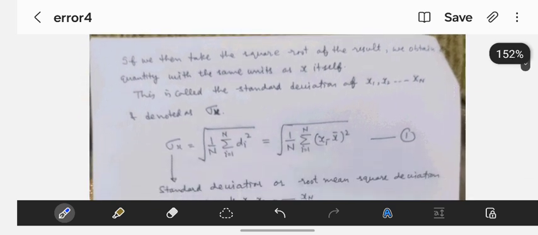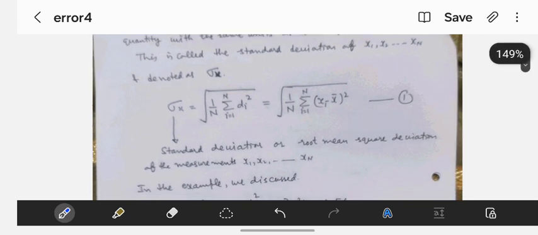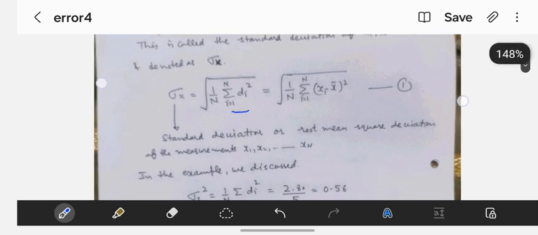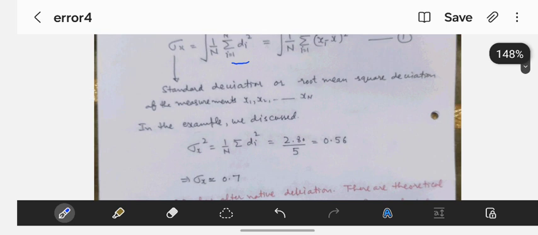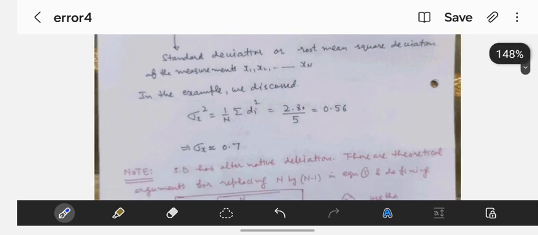Now we take the square root of the result we obtain, and we'll get a result which is in the same units as x. So we calculate the sum of all squares and divide by n. Then we take the square root. Then the quantity we get is called the standard deviation, or root mean square deviation, of the measurements x1, x2, xn.